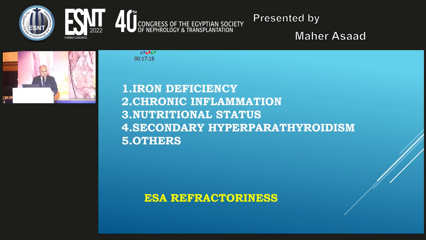There are causes that make the effect of erythropoietin less, what we call erythropoietin resistance or refractoriness, which is very important in treating anemic patients. The first factor is iron deficiency. The second is chronic inflammation. The third, nutritional status. The fourth is secondary hyperparathyroidism and other causes.